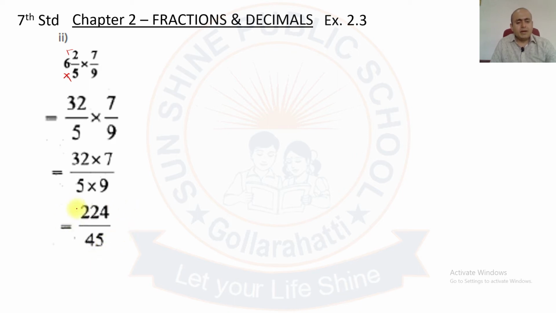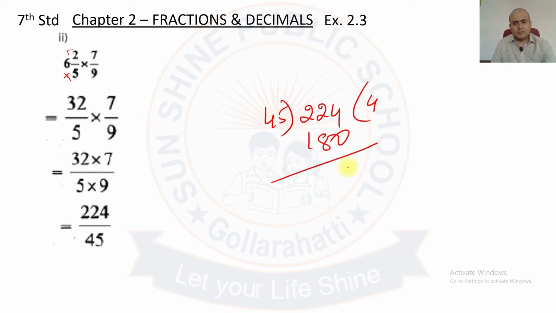It is not divisible by the same number. Therefore we have to divide 224 by 45. 45 4s are 180. Now subtract, that is 224 minus 180 is 44. The remainder is 44. Therefore this remainder 44 goes to the numerator and the whole number is 4, that is 4 44 by 45.